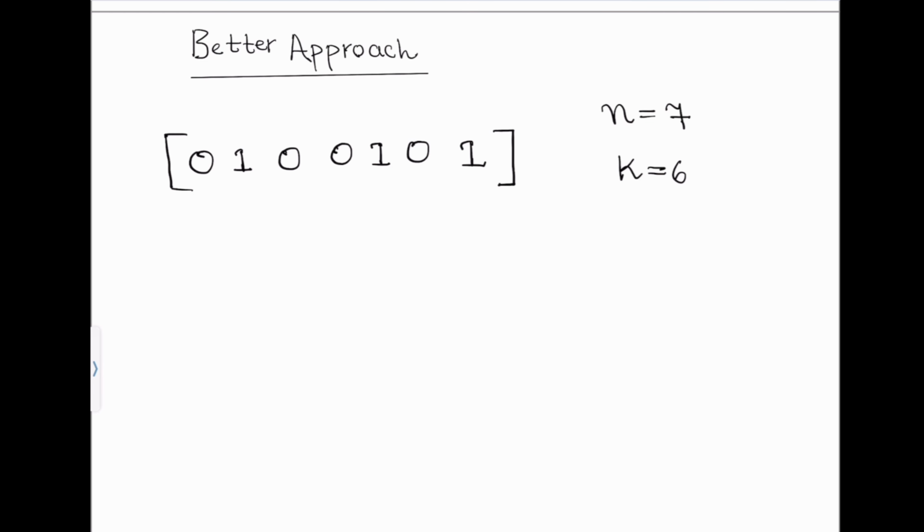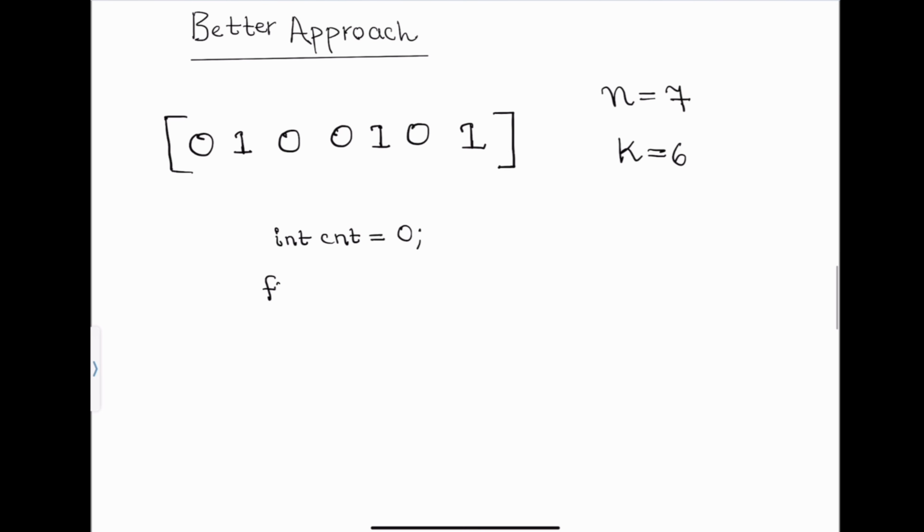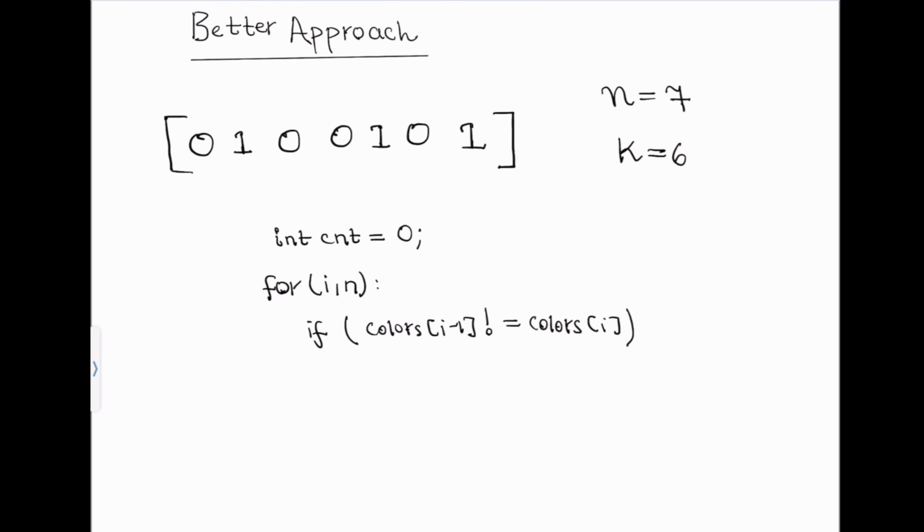I'll say, okay. So obviously we will first of all initialize our count variable that will count the number of elements in the group. Initially we will initialize it with 0 and then we will start looping from 1 to n. If two consecutive elements are not equal, it means this is what we want in our alternating array, right? It means we will increment the count.